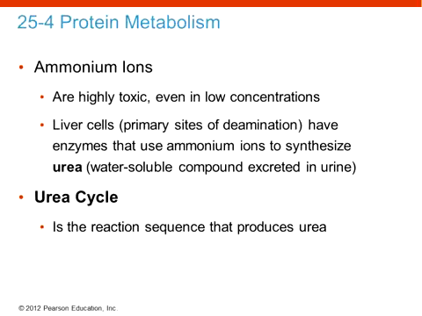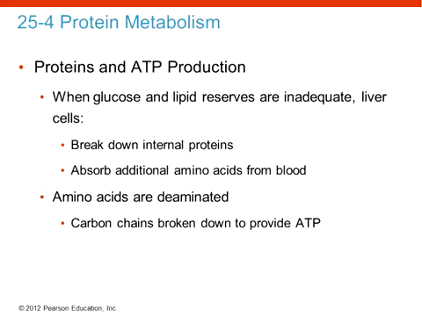Ammonia ions are very toxic even in low concentration. Your liver cells, which are the main location of deamination and removing that amino group, have enzymes that can use ammonia ions to synthesize urea, which is excreted in the urine. Remember, we'll talk about that process of getting rid of the urea more in the urinary chapter. The urea cycle is a process that produces urea.